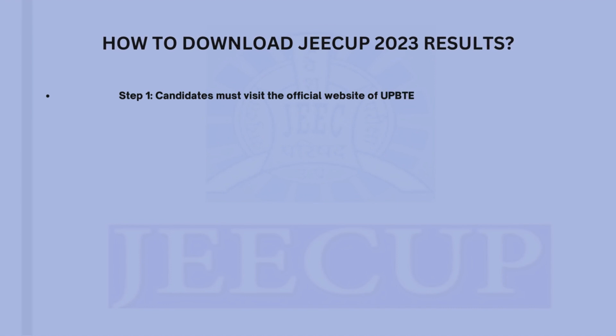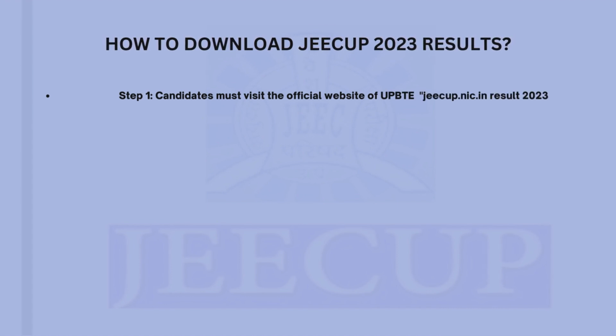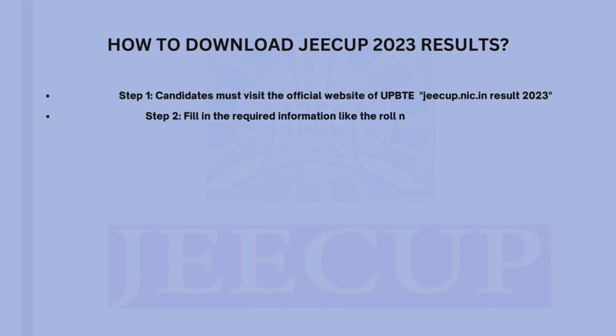Step 1. Candidates must visit the official website of UPTE. Step 2. Fill in the required information like the roll number and date of birth. Step 3. Verify and click on Submit.